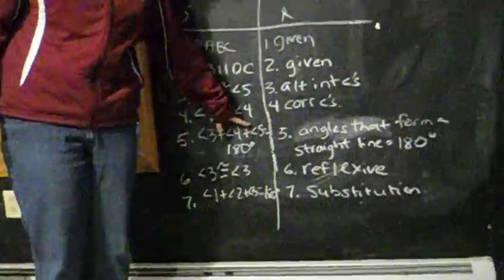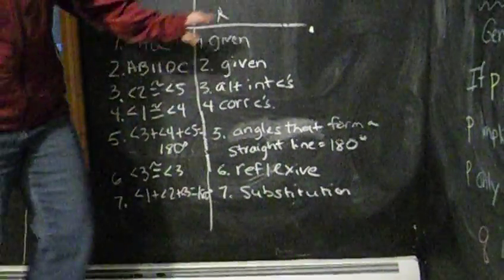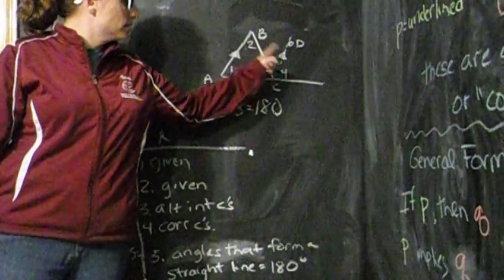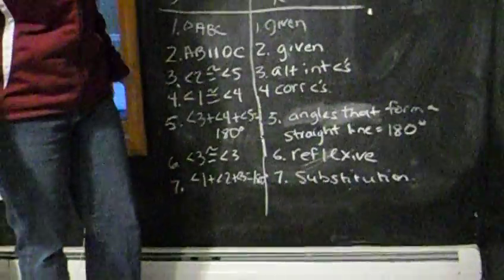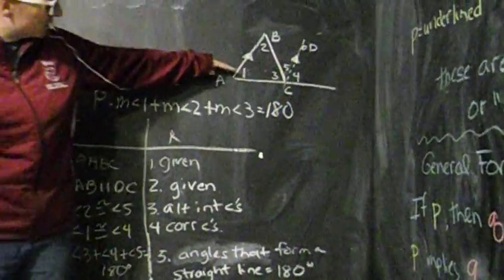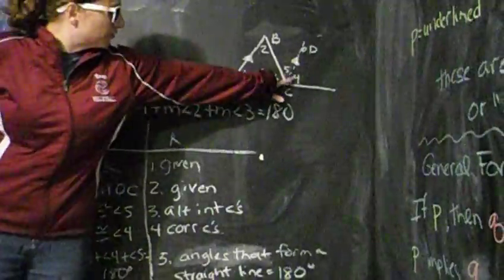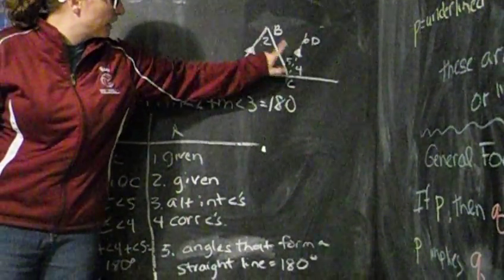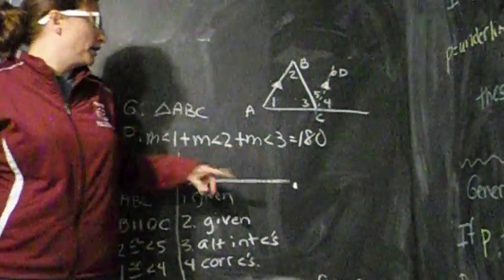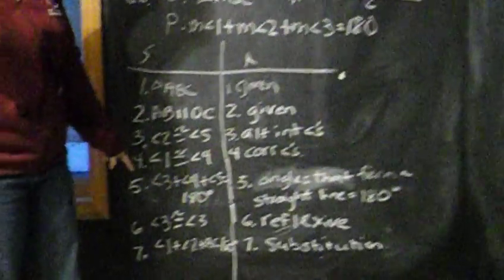3 plus 4 plus 5 equal 180. These three angles right here form a line, and when you have adjacent angles, they add up to 180. 3 is equal to 3, reflexive. So if 4 is equal to 1, we got 4 and 1 here. 3 is equal to 3, and 5 and 2 are equal. If those three equal 180, then these three equal 180. So 1 plus 2 plus 3 equals 180 by substitution.